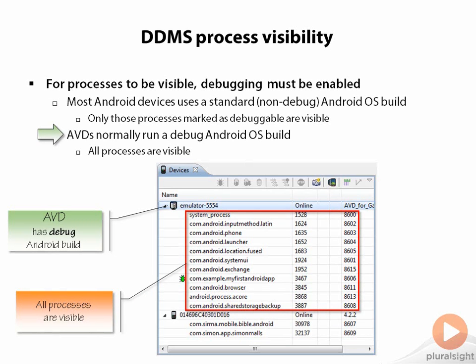It is, of course, possible to put a debug build of Android onto a standard device. If you work for a company that actually sells Android devices, of course that's true. You can download versions off the internet that are that way. But when you buy an Android device at a store, generally it's not going to be a debug build. But the key thing is that something has to be debuggable. If the OS is debuggable, every process is visible. If the OS is not debuggable, then only those processes that are explicitly debuggable are visible.